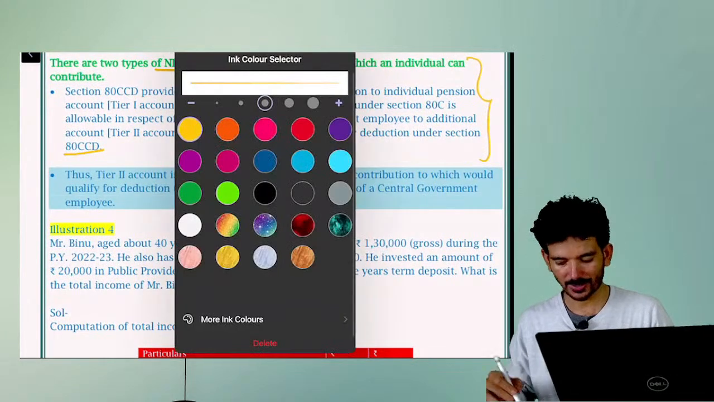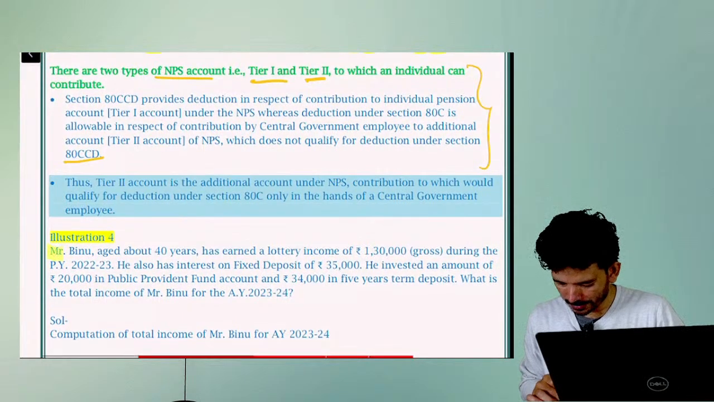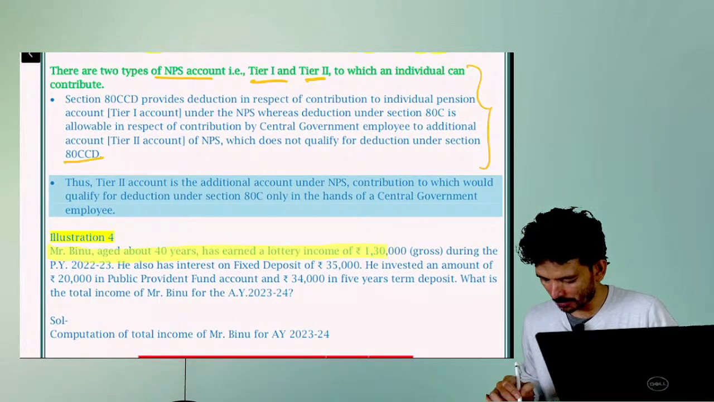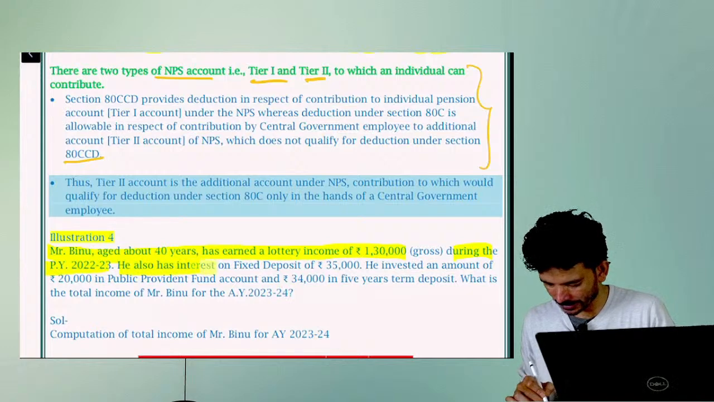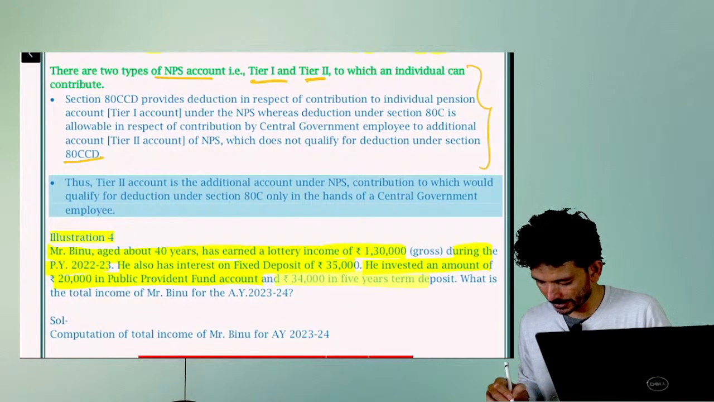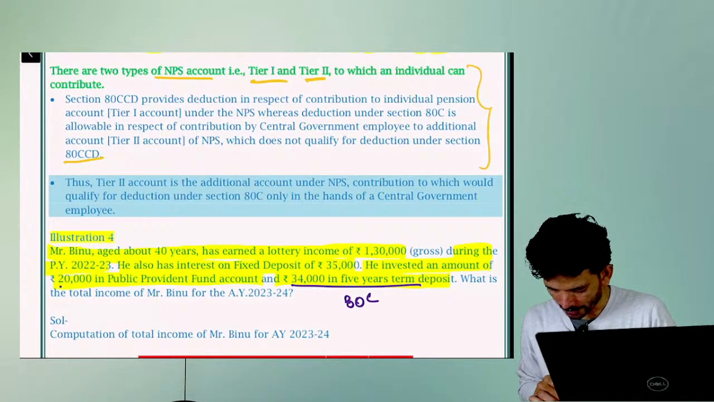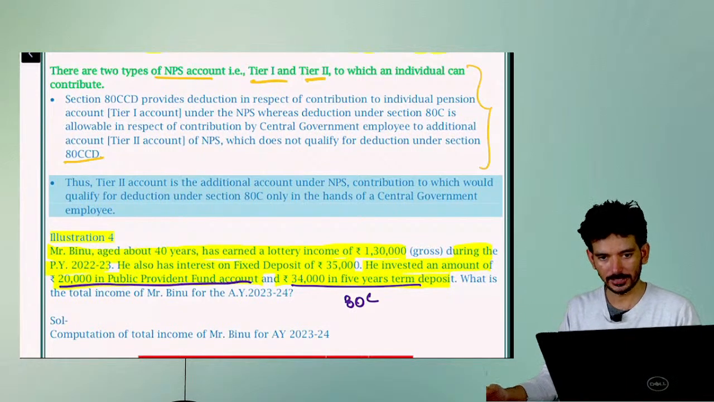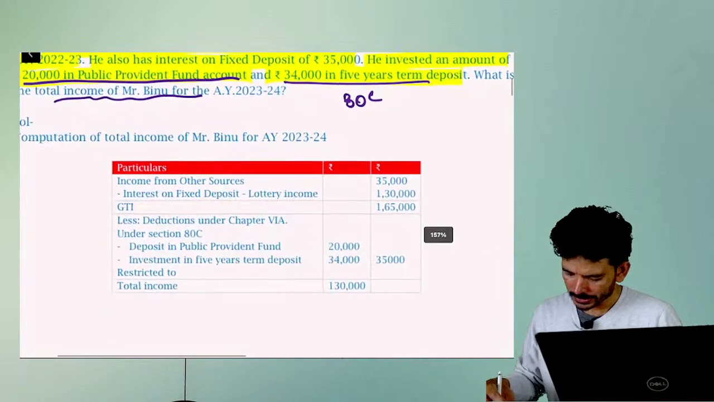This question I'll leave it to you. Let's see how many of you can solve this. Mr. Bino, aged 40 years, has earned a lottery income of 1,30,000 gross. During the previous year 2022-23, he has interest on fixed deposit of 35,000. He invested an amount of 20,000 in the public provident fund and 34,000 in 5-year term deposits. So this is eligible under section 80C, and public provident fund is also eligible for 80C. What is the total income of Bino?